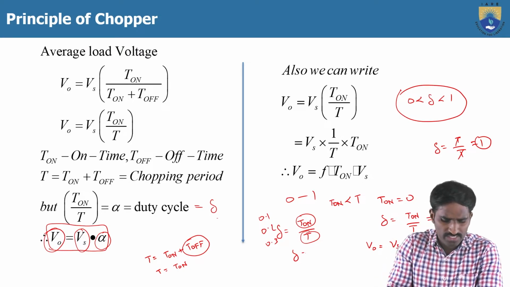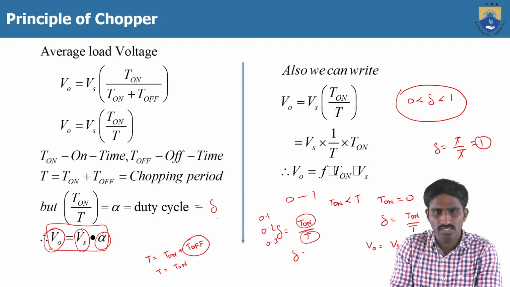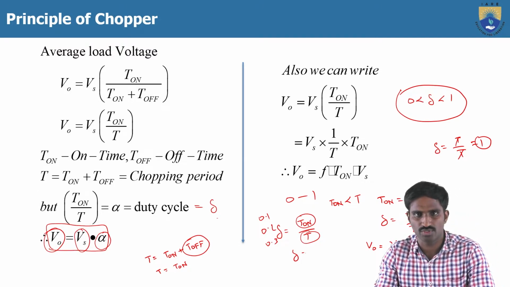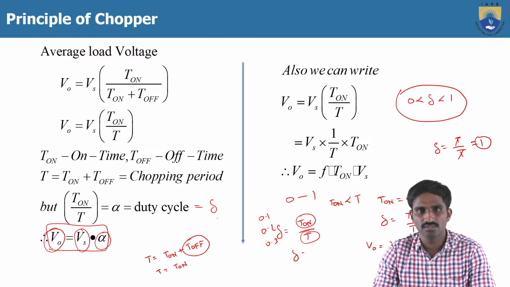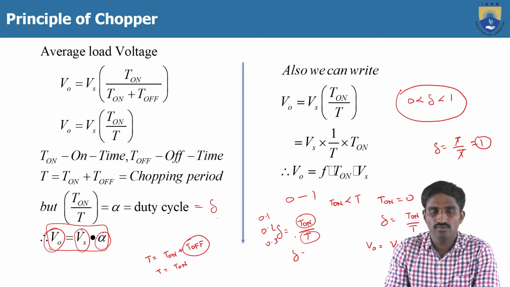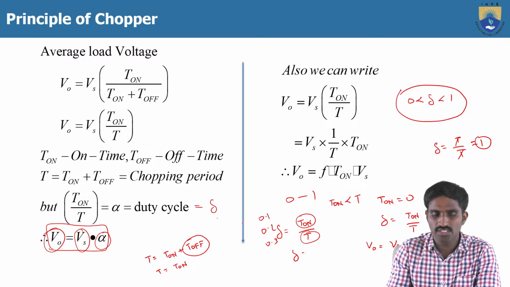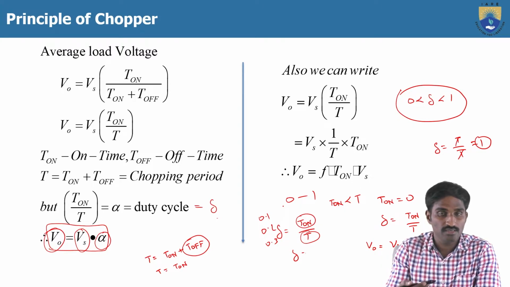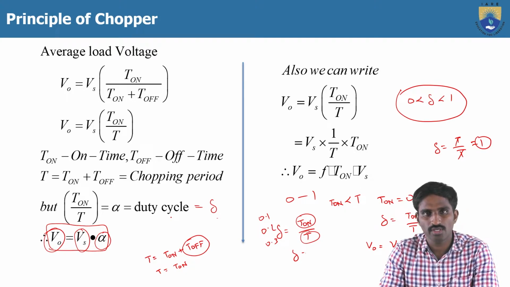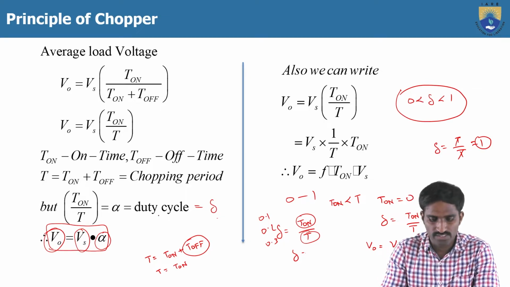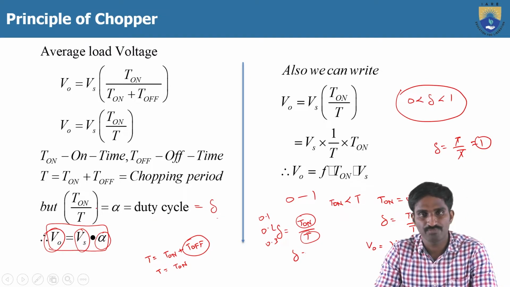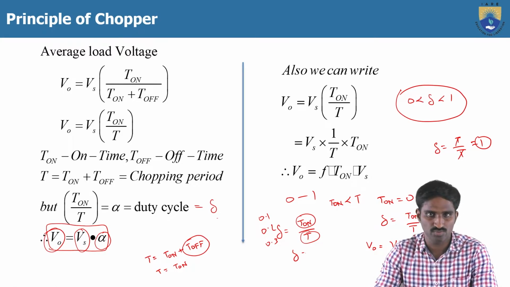How we are getting V0 is equal to Vs into delta, we will discuss clearly when we discuss step up and step down chopper. For now, just try to understand what T on is, what T off is, what the total time period is, and what the parameter is that we use to change the output voltage. That is the duty ratio. And how do we get the duty ratio? The duty ratio is T on by T. Just try to understand these points.